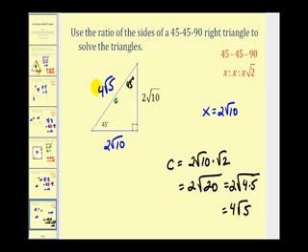So knowing the ratios for the 30, 60, 90 and the 45, 45, 90 right triangles can be helpful when you're trying to solve these types of special right triangles.